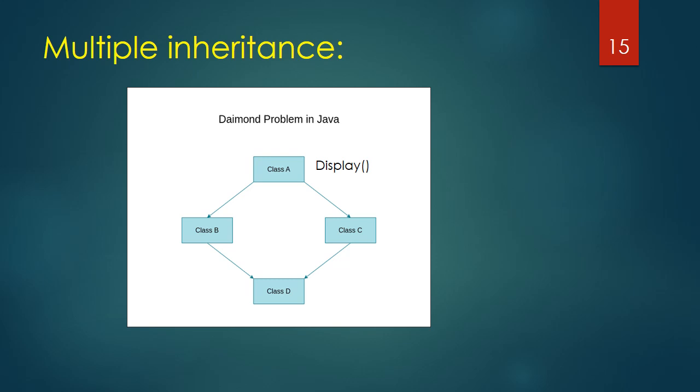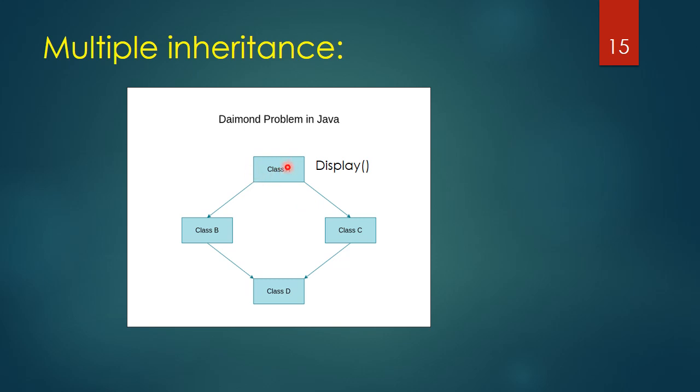Next, coming to multiple inheritance. At the time of types of inheritances, I told you that multiple inheritance is not possible by using classes, but by using interfaces it is possible. You can understand that clearly at the time of inheritances, but here I will give you just a simple overview of why it is not possible. So this is the diamond problem.